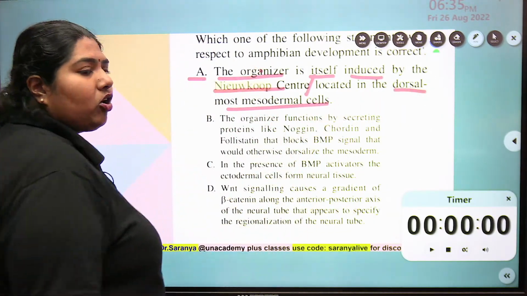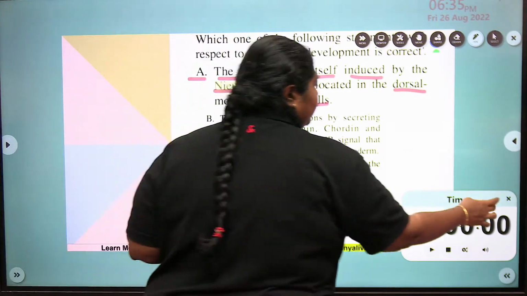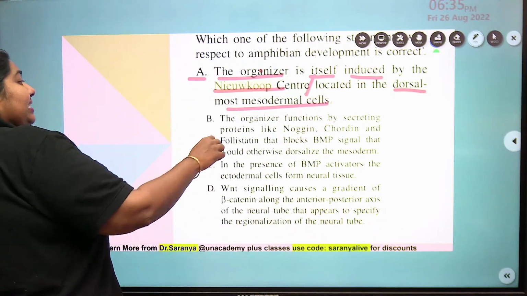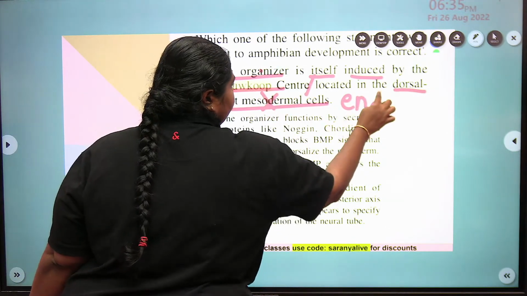Where is my organizer located? Is it located in the dorsalmost mesoderm? No. Dorsal part is correct, but it is located in the endoderm. I told you, no.